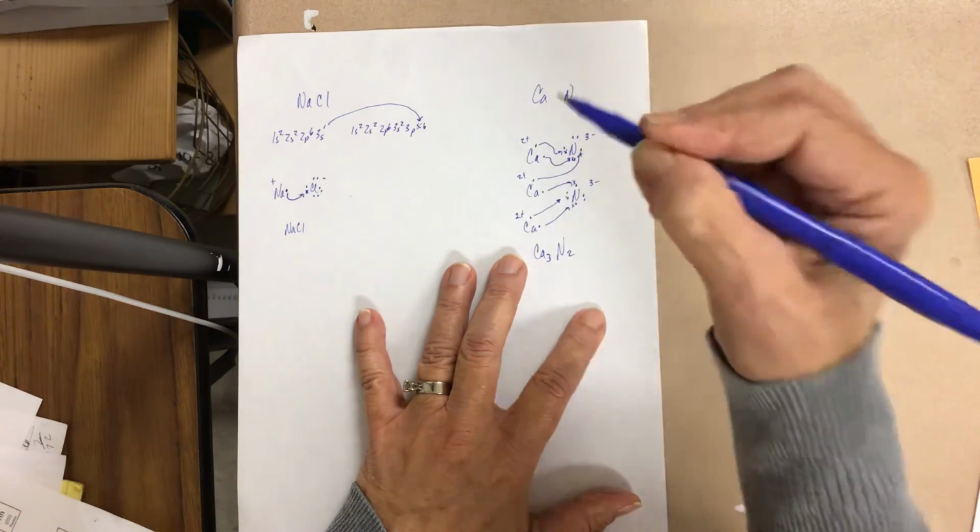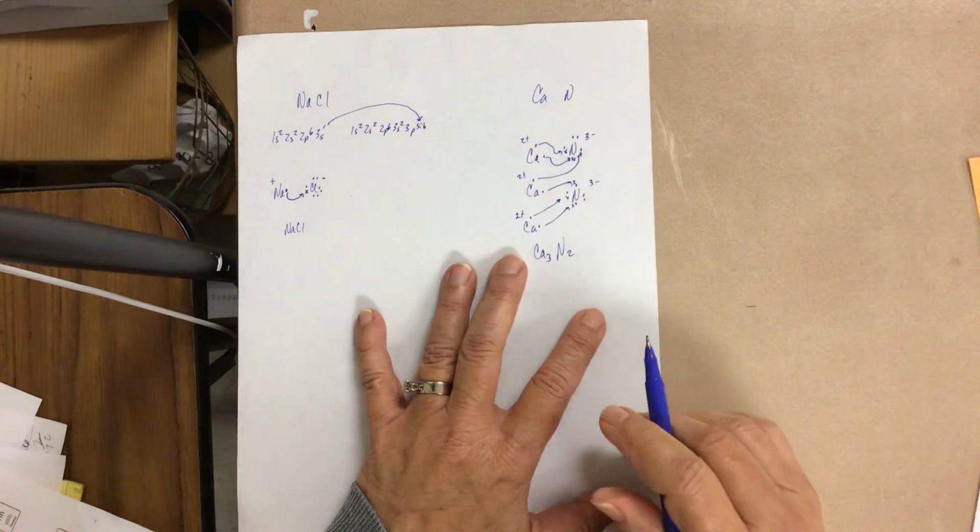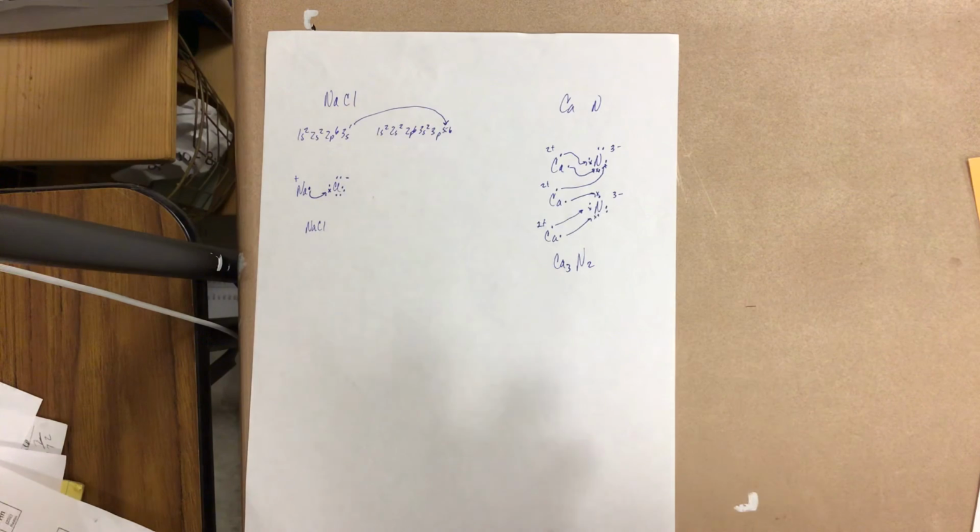So this is what we were doing in the last chapter just by crisscrossing. Okay, so that is it for ionic compounds. So you are now going to do set 2.